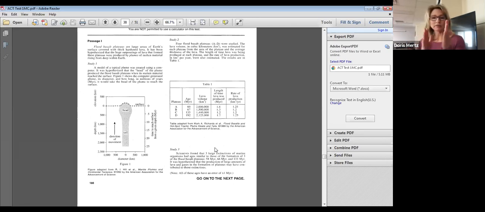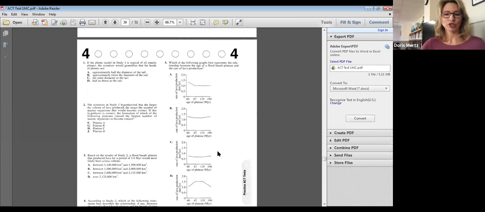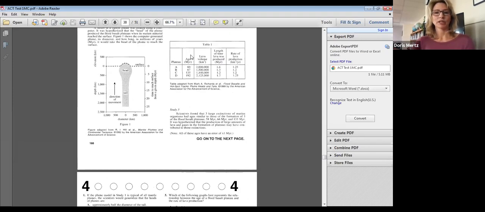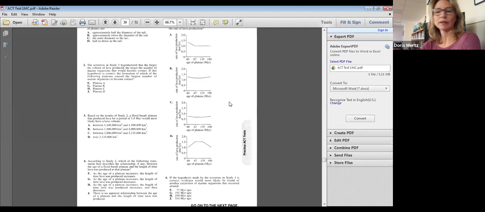If as one got larger, the other one did too, then you could have said increases, but some went up, some went down. So good job. All right, so which of the following graphs best represents the relationship between the age of a flood basalt plateau and rate of lava production? So once again, we're looking at this one that has the age and the rate of lava production. So which picture did you choose? B? Right, okay. And then number 6, it's one of those extrapolating ones.